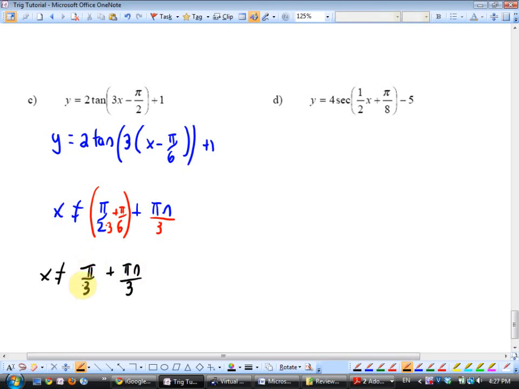Is that what it says in the back? Can you check the domain for me, please? Pi n over 3, but not pi over 3 plus pi n over 3? Okay, here's the problem. Watch. Here's your standard tangent graph after the phase shift. So it's been moved over a little bit. It looks something like this. And your asymptote would be right here. And your asymptote would be right here.